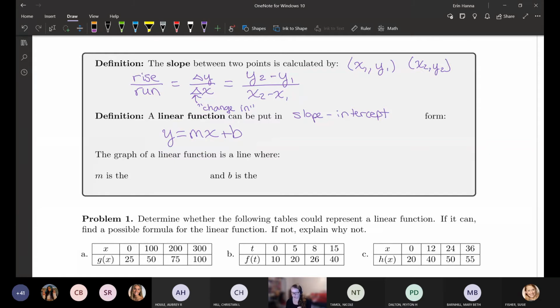So the graph of a linear function is a line where the m value in that equation is going to be the slope, and the b value in that equation is going to be the y-intercept. Or maybe I should be better and say vertical intercept.